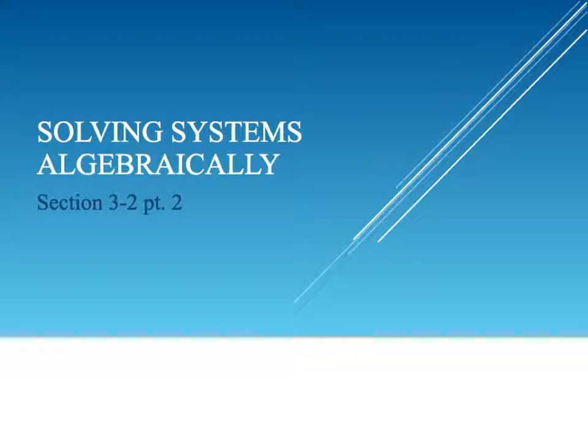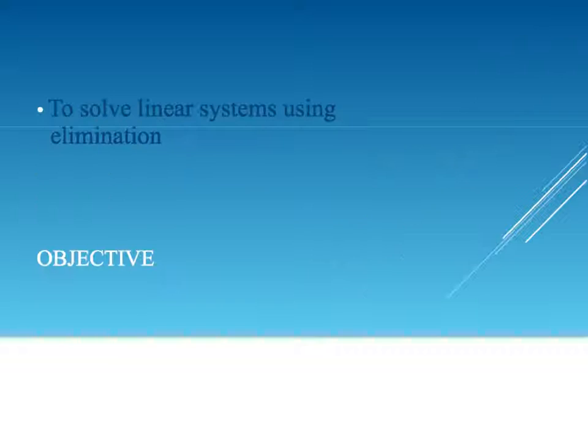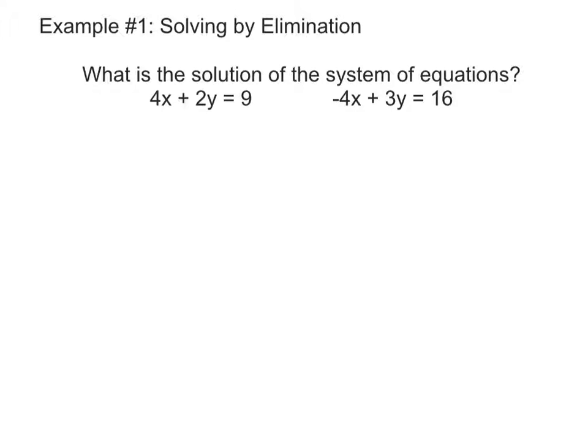Okay, class, in today's lesson, we are solving systems algebraically, which is found in section 3-2, part 2 of your book. Our objective is going to be to solve linear systems using elimination. So in example 1, we are asked to solve by elimination to find the solution to the system.